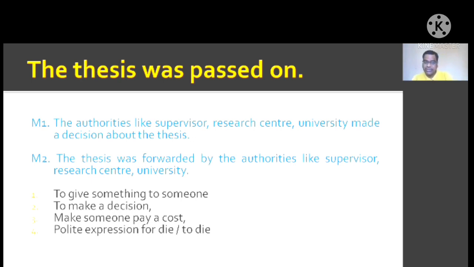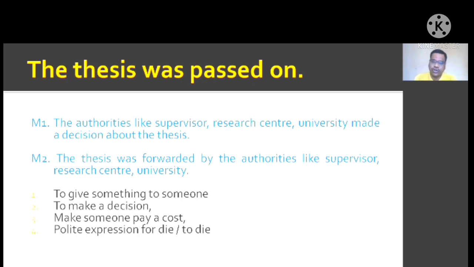Then there is another possible meaning. Another possible meaning is to hand over something to someone. It means the thesis was forwarded by the authorities, maybe like supervisor, research center, or the university to somebody else, maybe to the referee. Okay, so that thesis is given to somebody or someone. So that is just passing on from one hand to another hand. That is the meaning. But the decision is pending in this case.